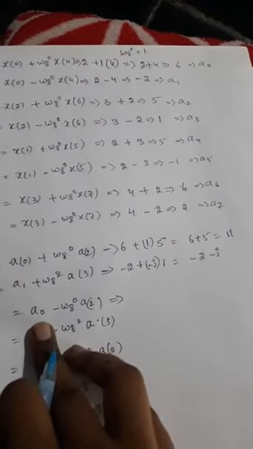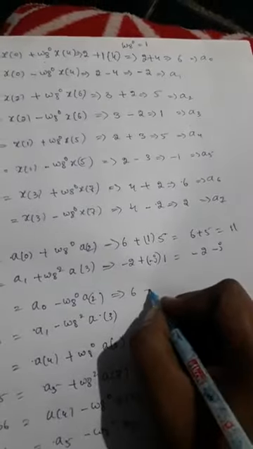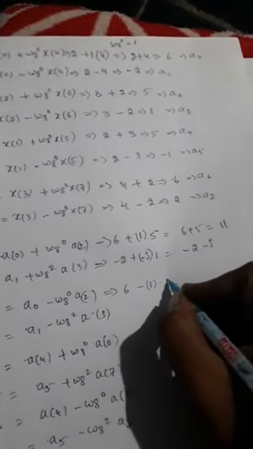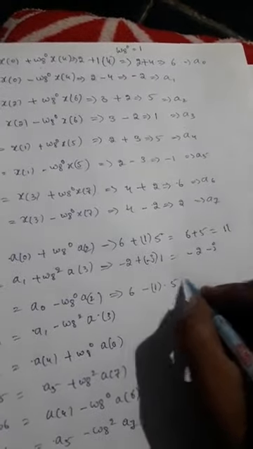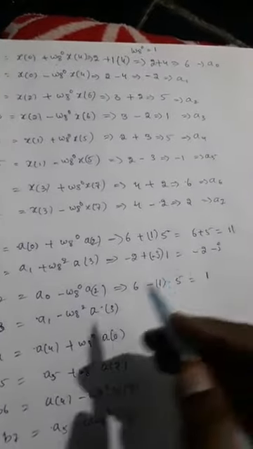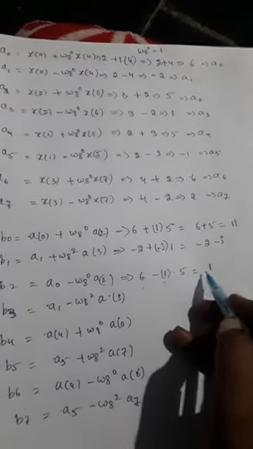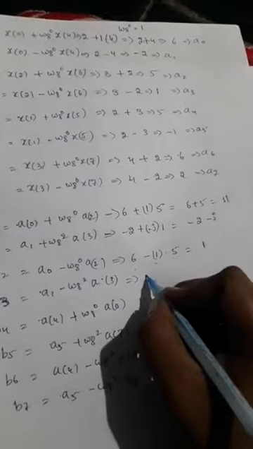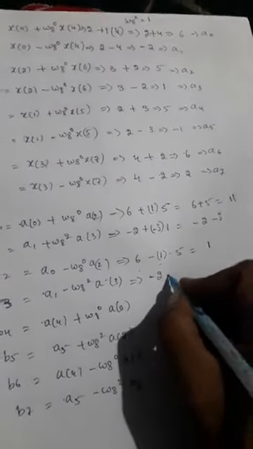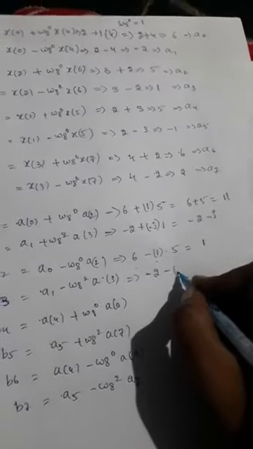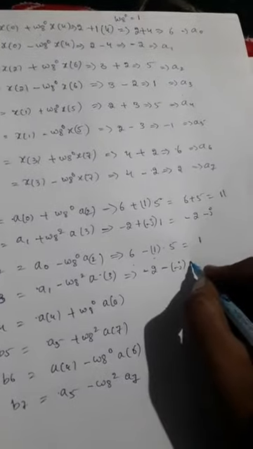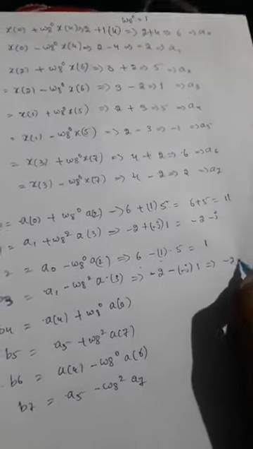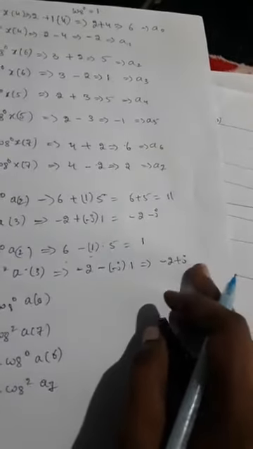b2, here the a0 value is 6. 6 minus 1 into a of 2 is 5. So the value is 1. A0 value is 6 and next a2 value is 5. Okay. 6 minus 5 equals 1. Next, similarly, a1 value is minus 2 minus of minus j, and a3 value is 1. So minus 2 plus j. Here b3 value is minus 2 plus j.